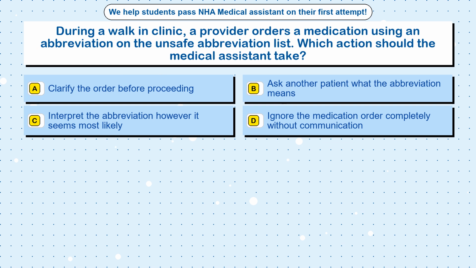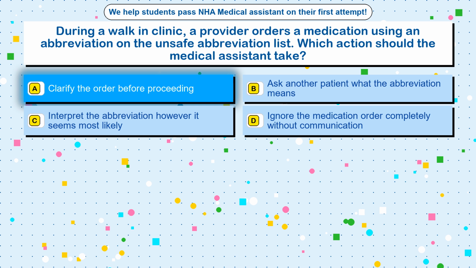Question 98. During a walk-in clinic, a provider orders a medication using an abbreviation on the unsafe abbreviation list. Which action should the medical assistant take? Option A, clarify the order before proceeding. Option B, ask another patient what the abbreviation means. Option C, interpret the abbreviation however it seems most likely. Option D, ignore the medication order completely without communication. The correct answer is option A, clarify the order before proceeding.